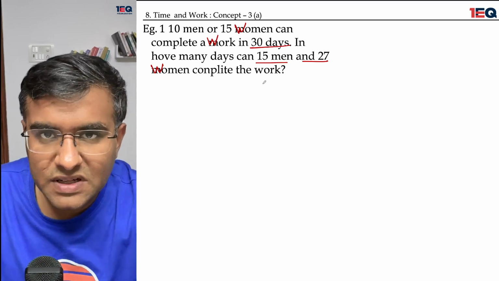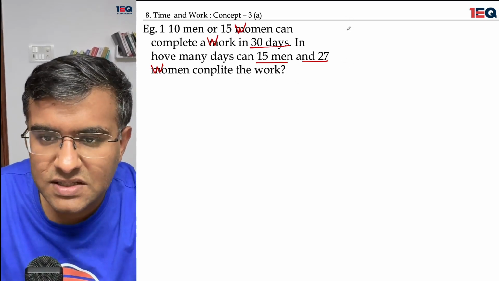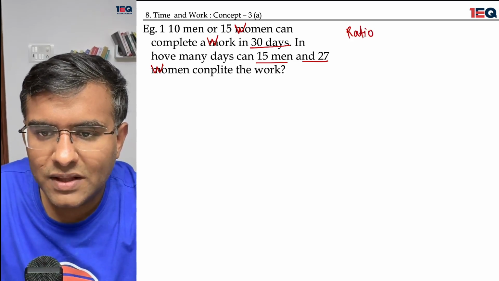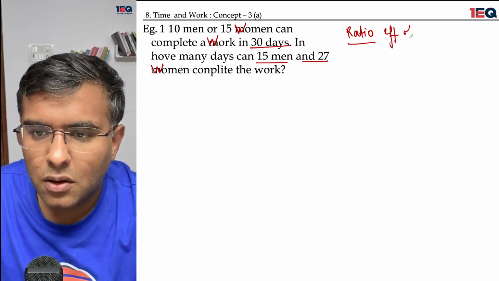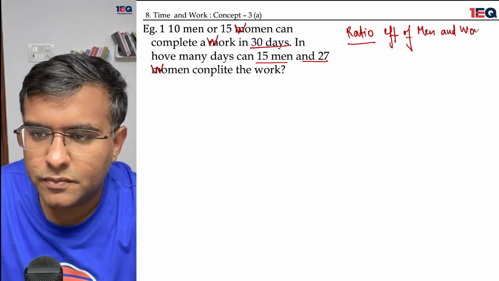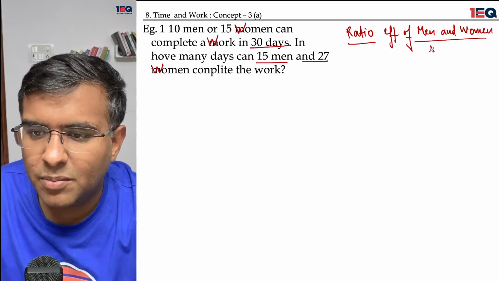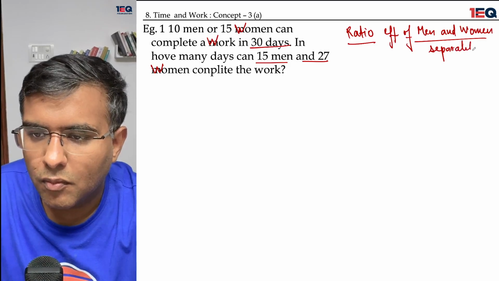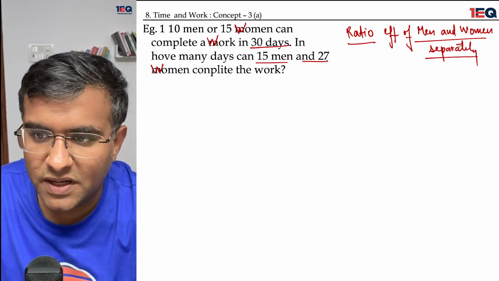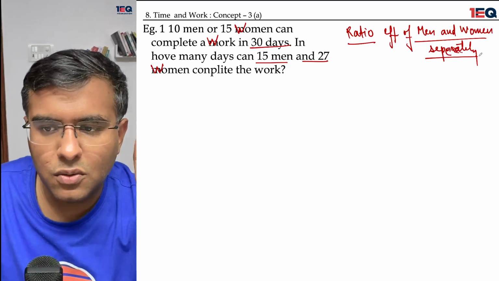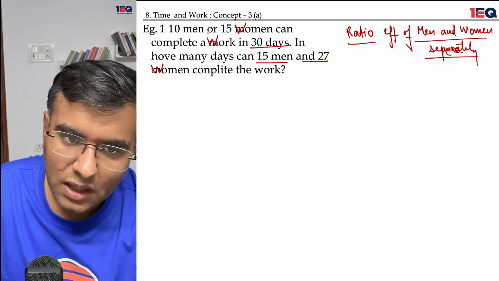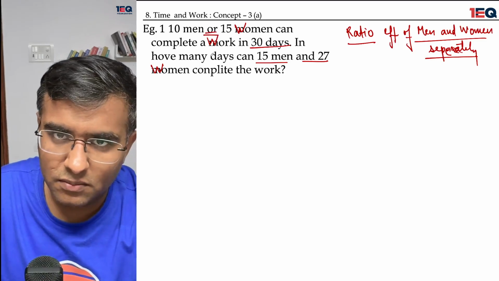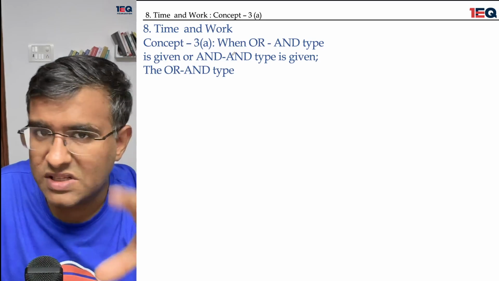Okay. So firstly, the only thing that we have to reach is the ratio. And ratio of what? The ratio of the efficiencies of men and women, and that too separately. This is very important. So what I'll do is I'll read the question again and tell you what's going on. There's a concept of OR in the middle. I'll teach you the concept of OR first.